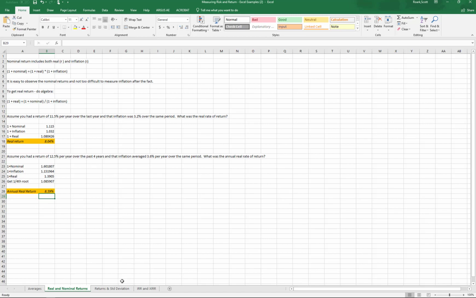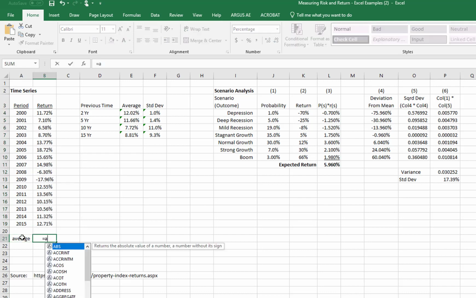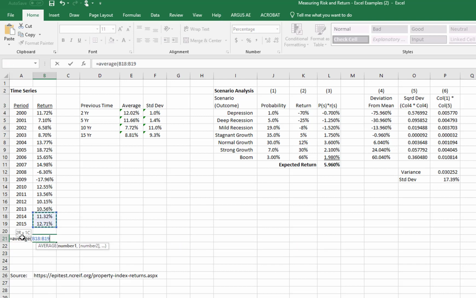Let's go back to the spreadsheet and look at some returns. Over here on the left, I've got a series of REIT returns, or real estate index returns. It's not necessarily REITs, but some property index returns. If you invested in real estate, this is what your returns might have looked like over the past 15 or so years. If I take a quick and simple average of these, the average over all 15 years, actually this is 16 years, is 8.99%. Let me just show you. Average equals average, and then we're going to highlight all 16 of these.